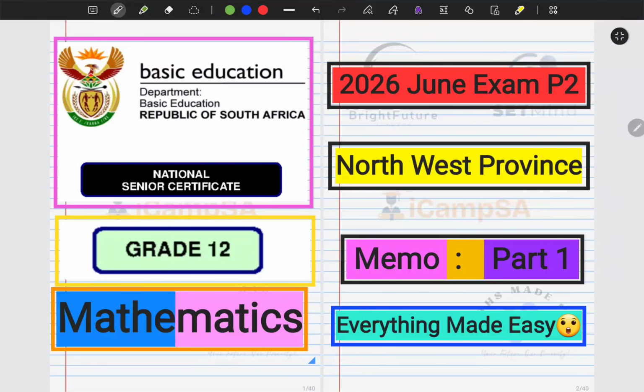In this edition, we are going to be looking at grade 12 mathematics. More specifically, we're going to be looking at the 2026 June exam, paper 2. This is a paper that was written by learners based in Northwest. This will be part 1. Part 2 will follow.